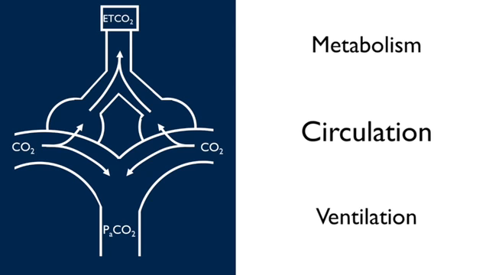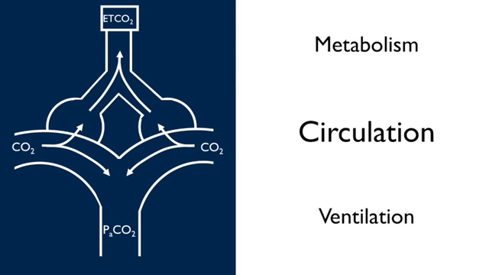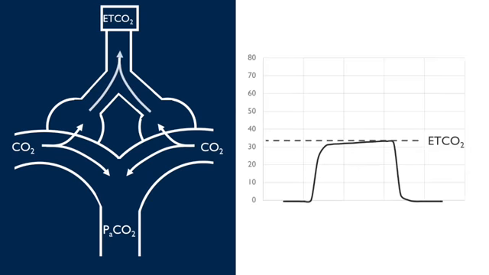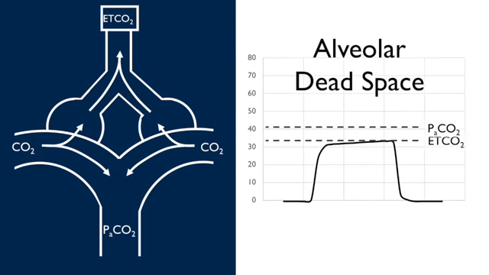Circulation can be more of a wild card and can actually make the end tidal and arterial CO2 go in opposite directions. You see, end tidal CO2 tends to be a little bit less than arterial CO2, and this gap can increase anytime we decrease the pulmonary perfusion or add alveolar dead space. To demonstrate this, let's add some dead space to our diagram and see what happens.